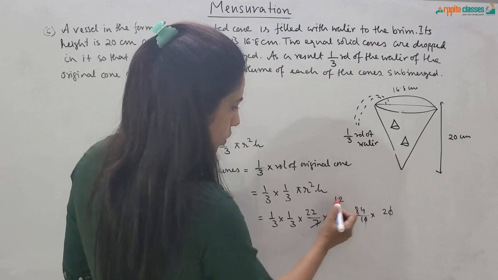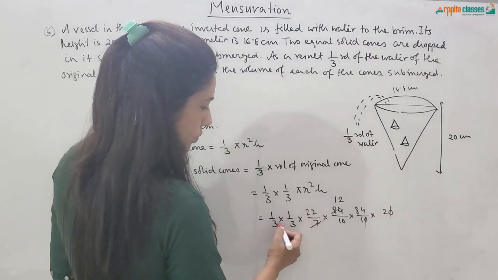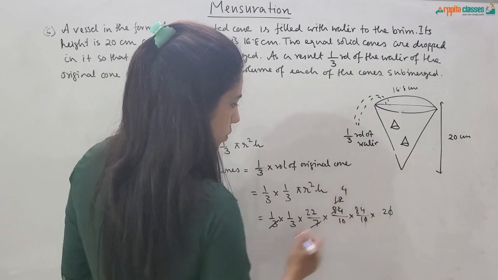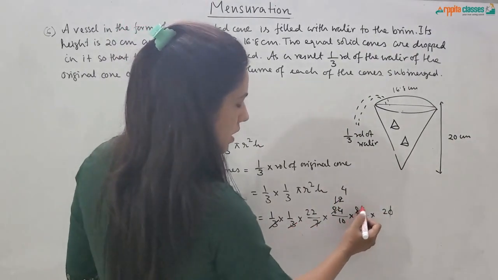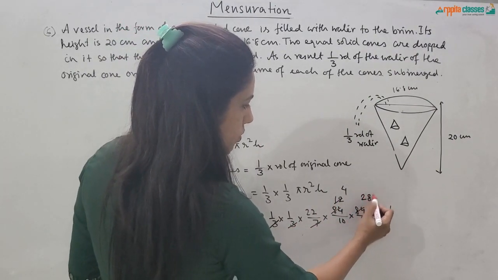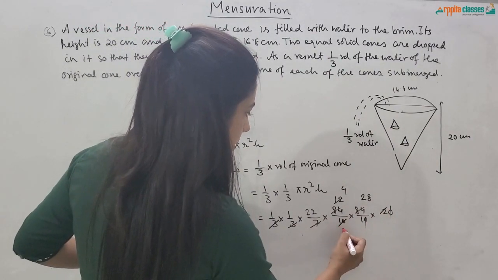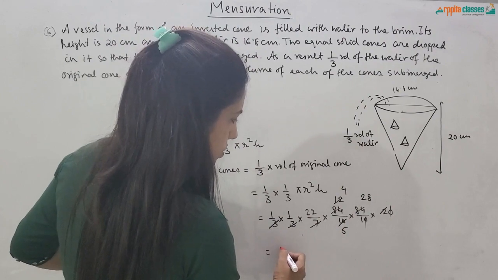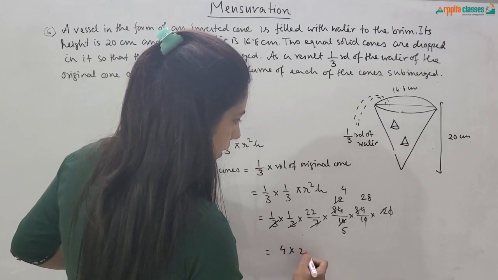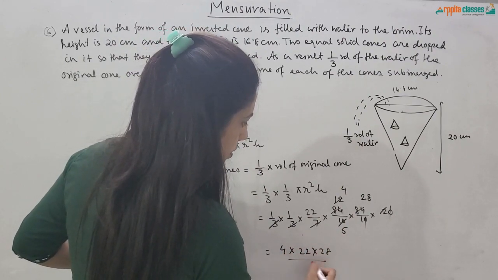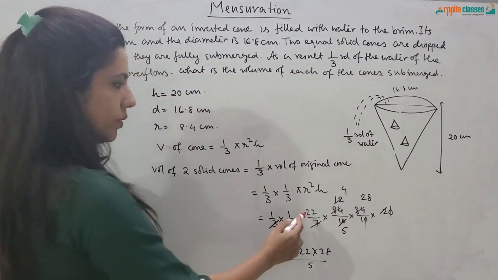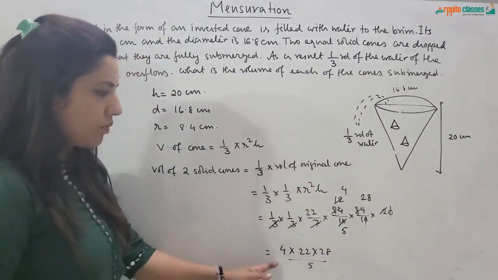7, 1, 2, 3, this is 4, this is 3, 2s are 6 to 8, and this will be 5. So it is 4 into 22 into 28/5. 22 into 4 into 28/5. This is the volume of two cones.